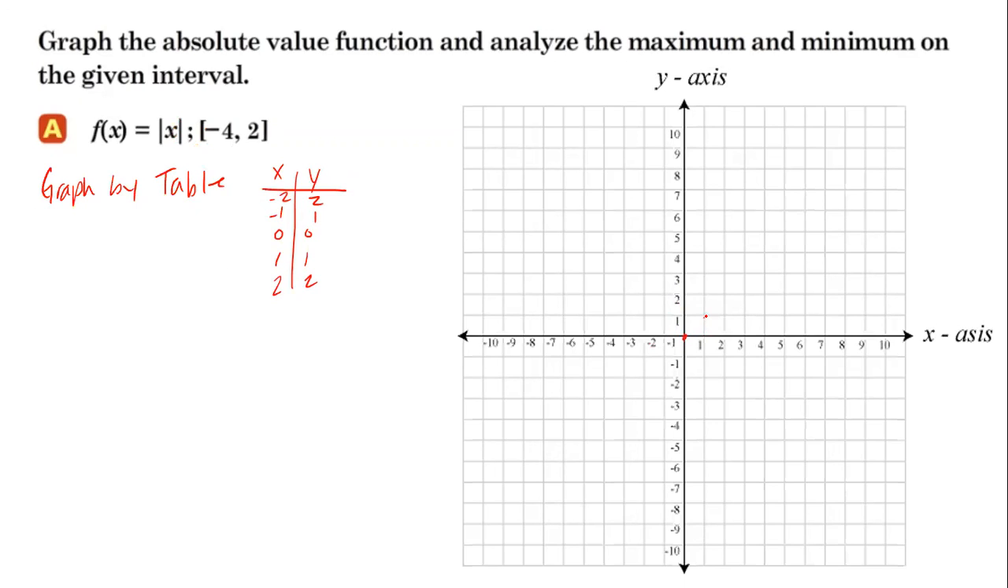So here, graph. All right, and I'm going to connect.